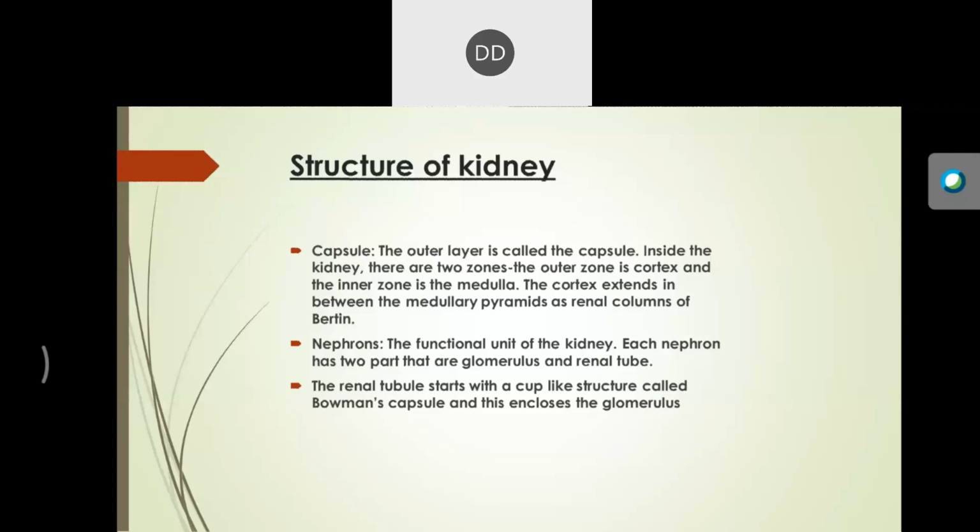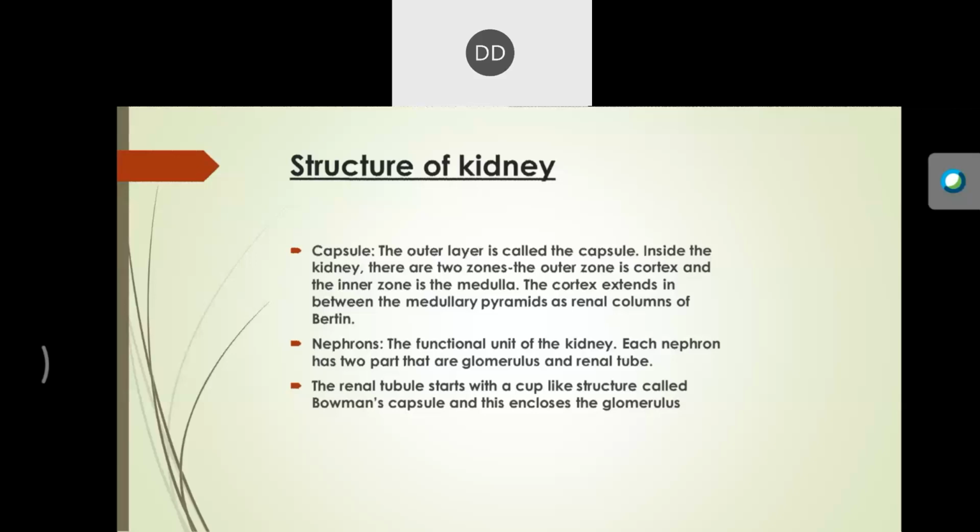Structure of the kidney. The outer layer is called the capsule. Inside the kidney, there are two zones. The outer zone is the cortex and the inner zone is the medulla. The cortex extends in between the medullary pyramids as renal columns of Bertini.